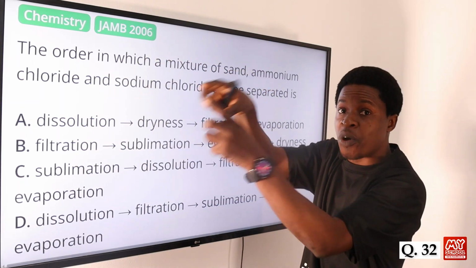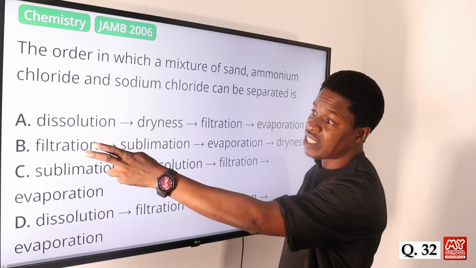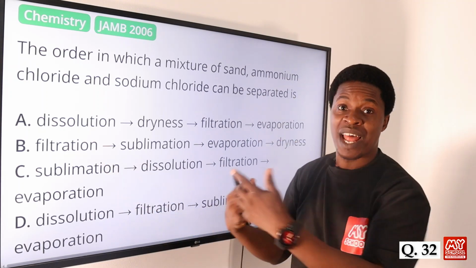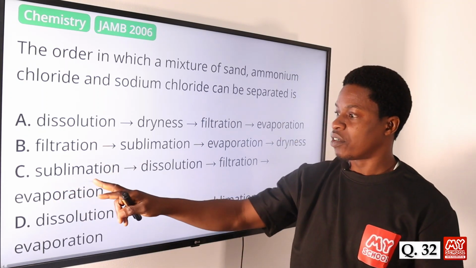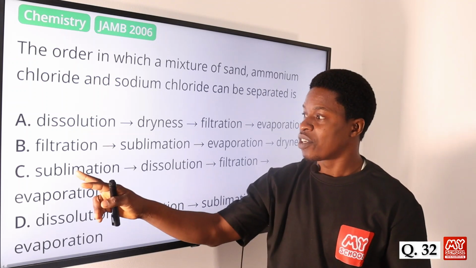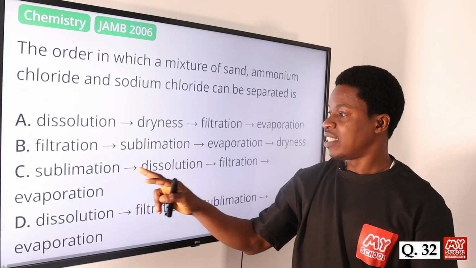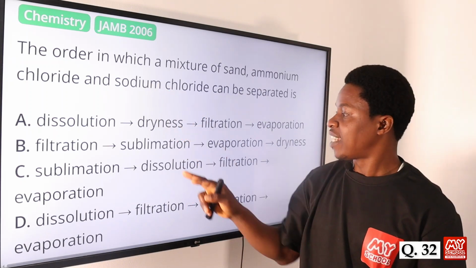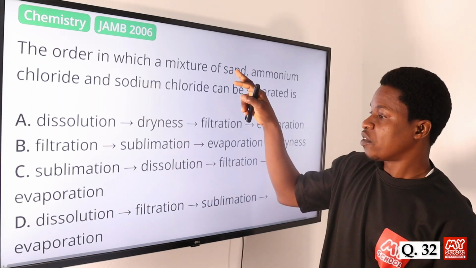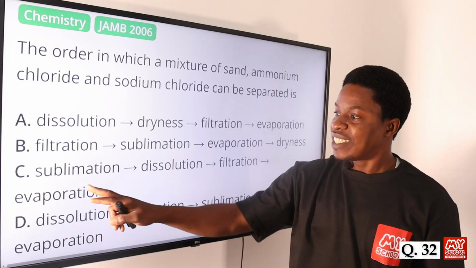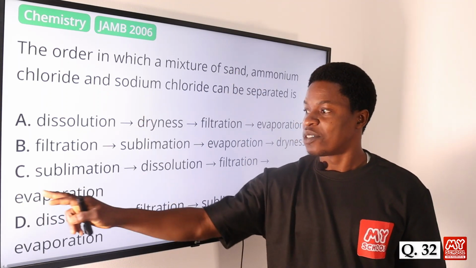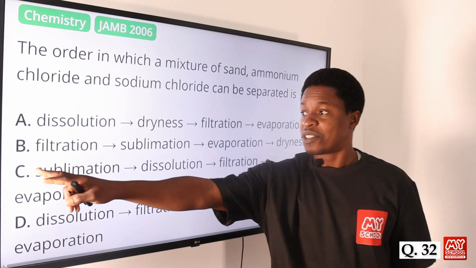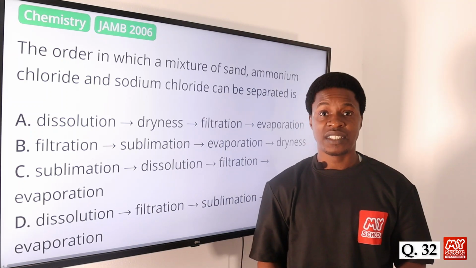So which one comes first before the other one? The other one says filtration. We can't start with filtration because we must deal with ammonium chloride first, which is sublimable. Option C says sublimation. Yes, sublimation because of ammonium chloride. And then the next one we have dissolution. Yes, because you add water to dissolve sodium chloride. And then we have filtration. You filter off your sand and eventually you heat it so that you can get your sodium chloride from the solution. So which means option C is correct. Option D says dissolution. We can't start with dissolution. So the correct answer is option C.